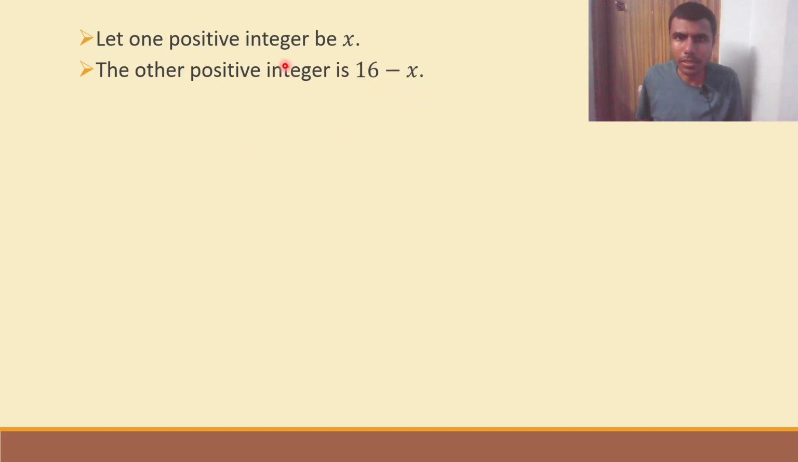You can just see x plus 16 minus x, the x cancels, 16 is left. So the sum of these two positive integers is 16. So what I took is correct, that one positive integer be x and the other positive integer be 16 minus x. Understand the question, guys.